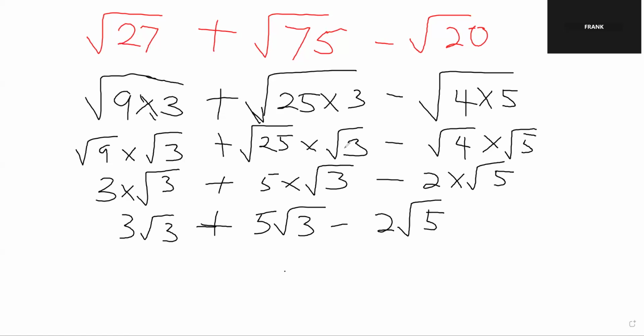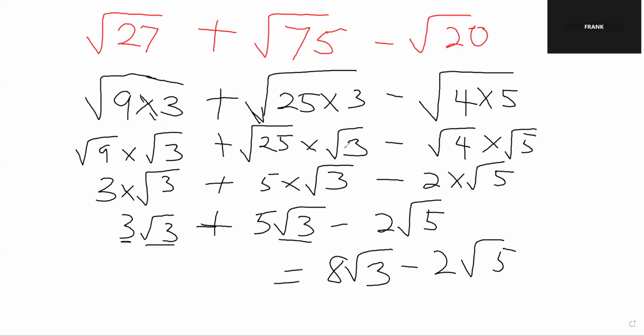Now if you have 3 root 3 plus 5 root 3, it gives you 8 root 3 because they are like surds. This one and this one are like surds, so we can add. If they are like surds, how do we add? You add the numbers multiplying the surds. So it's 3 times root 3 and 5 times root 3. You add the 3 and the 5, making up 8. Then, because they are like surds, you repeat one of the surds, that's root 3, minus 2 root 5.